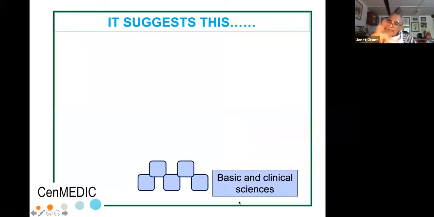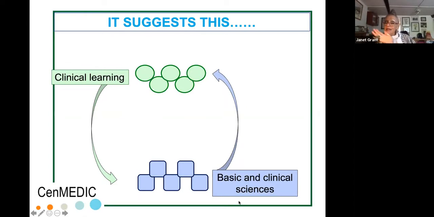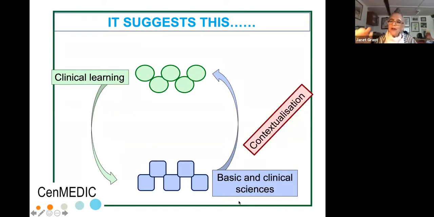So for a curriculum structure it suggests this: teach them the basic and clinical sciences. And then there's clinical learning to which that knowledge will be applied. And I hope that you bring those clinical examples down to the basic and clinical sciences. But I hope also that you take your basic scientists into the wards to talk, so that you've got two-way communication between the two, and you've got contextualization of learning.